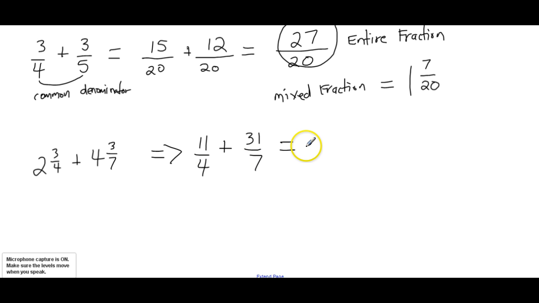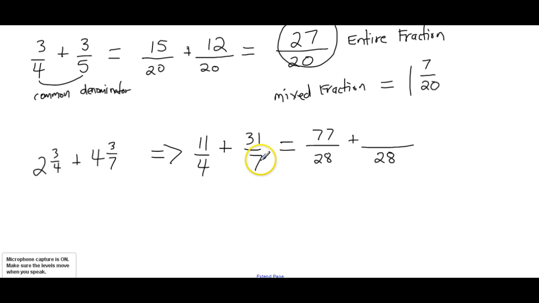So our common denominator is 28. So I take my 4 and I multiply that by what number to get 28? Well, 4 times 7 is 28. So I take my top numerator, 11, and I also have to multiply that by 7. And that is 77, because 11 over 4 is the exact same number as 77 over 28. It's an equivalent fraction. I have not changed the number at all.